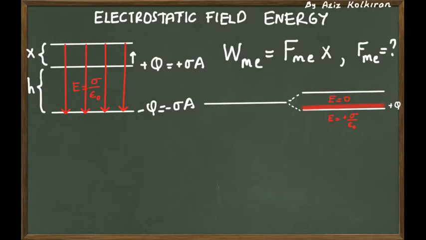So the electric field on one side of this charge distribution, on the top, is 0, but on the bottom of this surface charge distribution, the electric field is non-zero. It's sigma divided by epsilon 0.